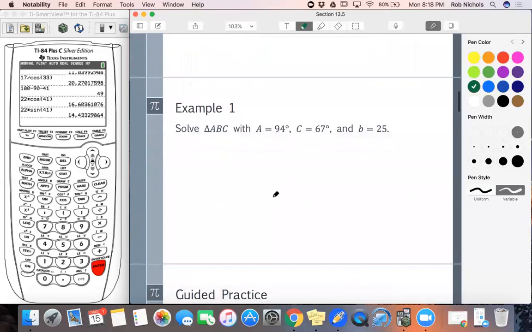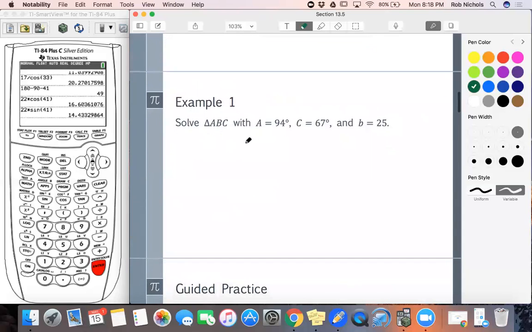So in example 1, we're told that in triangle ABC, A is 94 degrees, C is 67 degrees, and B is 25. So let's go ahead and draw an obtuse triangle. It doesn't have to be perfect. With angle A equal to 94 degrees, let's call that B, let's call that C, and C is 67 degrees. And then side B is 25. So if you notice, angle, side, angle. So this is the angle, side, angle case.